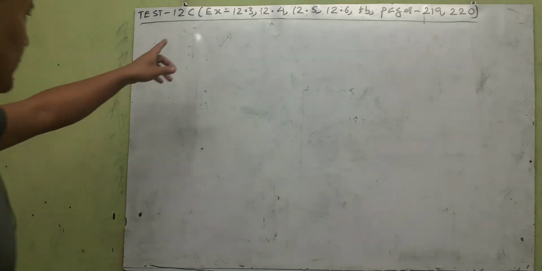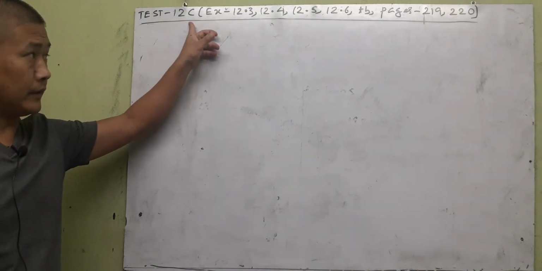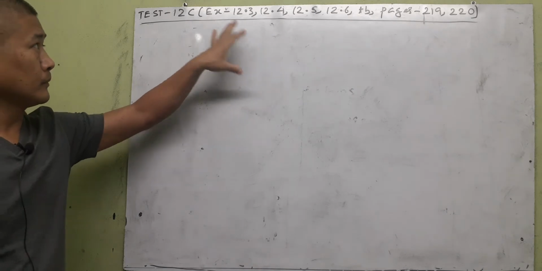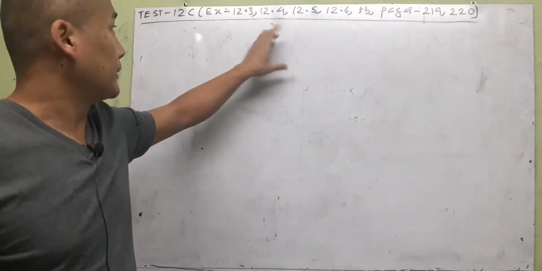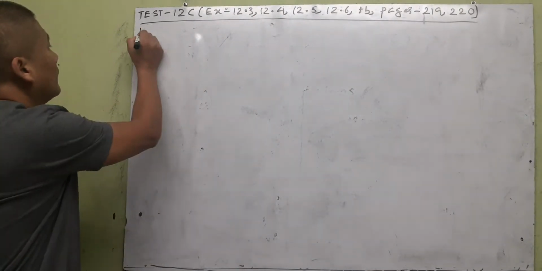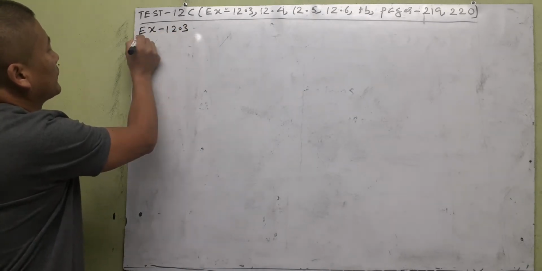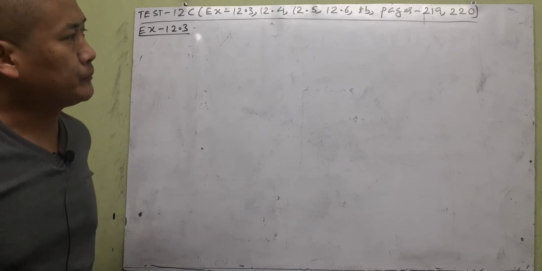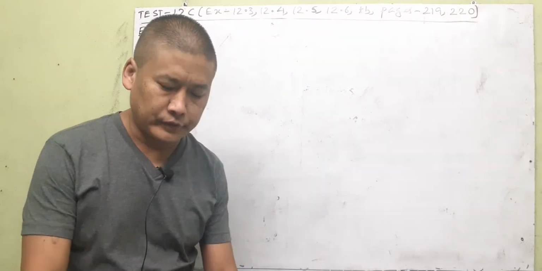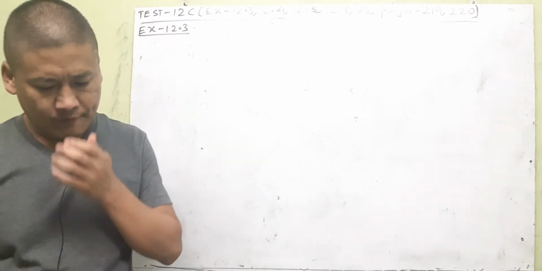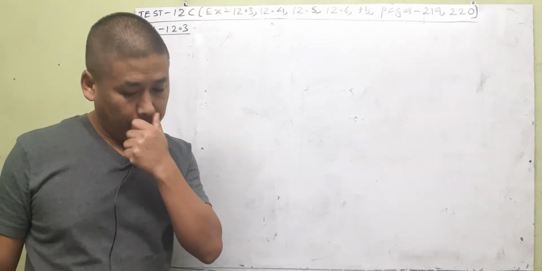Okay, so in this class we'll do this numerical test 12C, class 10, chapter 12, electricity. So let us start with example 12.3. You'll find this in your textbook starting from page 219. So let me read the question for us. Go open your textbook to page 219. Let me read it. How much current?